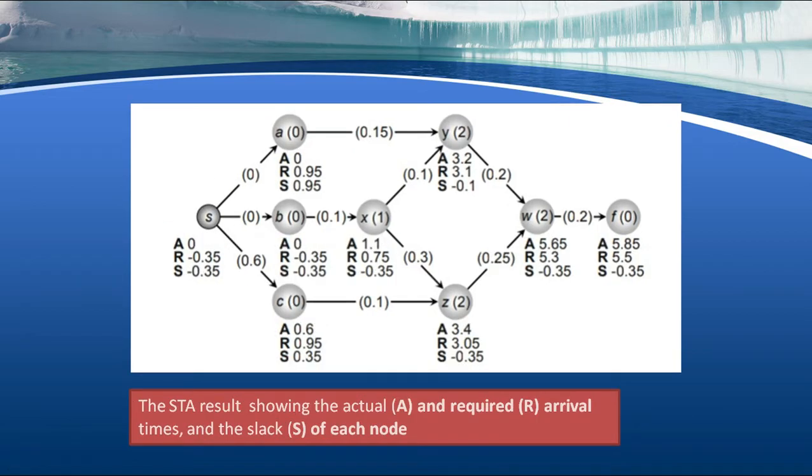Then the static timing analysis result shows the actual and required arrival times and the slack, that means how much they differ, the delay between them. This is 0.95, this is 0.35. Slack is this. So we have a broad idea of all the slacks associated with the paths.